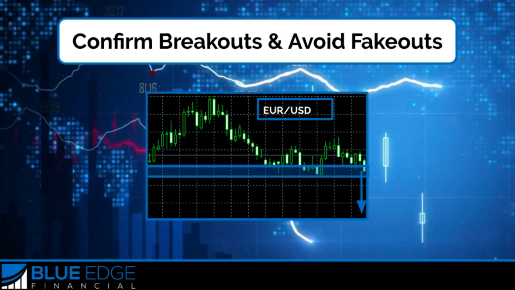Can you see how positively correlated pairs behaving similarly or negatively correlated pairs behaving in the opposite way can help you to confirm if the move is real or just a fake out? Pretty cool, huh? I hope you've been able to see how currency correlation can help you trade more accurately.